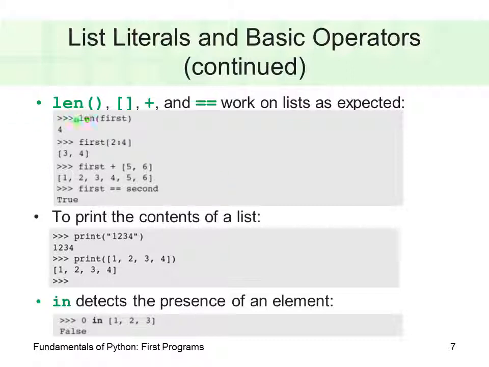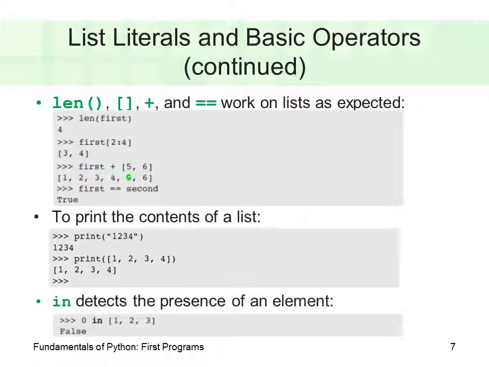The function len, for length, works on lists just as it does for strings. The same can be said of the subscript operator, the concatenation operator, and the equals operator. Here we have some examples. Length of first comes out to 4. Not only can I use the subscript operator, but I can take a slice of a list as well. first[2:4], up to but not including 4, will give us the values 3 and 4.